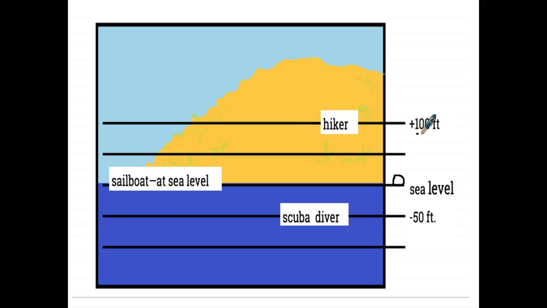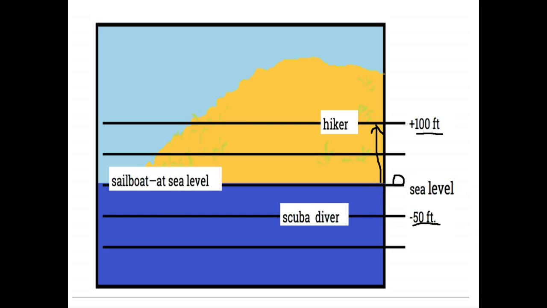And this line is at plus 100 feet. Or another way to say that is the hiker is 100 feet above sea level. Here's sea level. This is increasing above sea level. Then we have a scuba diver. And I'm looking at the number line here. And I'm looking at where the scuba diver is. And when I come across to the amount, that's negative 50 feet. Or the scuba diver is 50 feet below sea level.